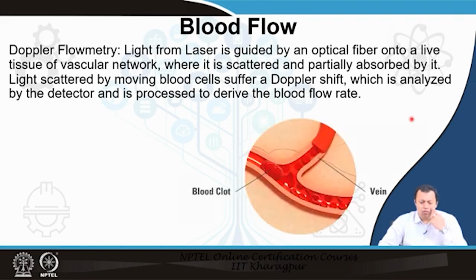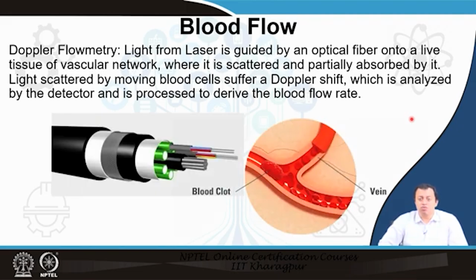You have blood flow, in which Doppler flowmetry has been used. This is another fascinating thing. Light is being sent through several of these small cores into a vein. Into your vein you insert this, light is being sent and some of the light is being reflected, and since there is a flow, so this is a vein having blood flow and there is a blood clot. You know about Doppler shift.